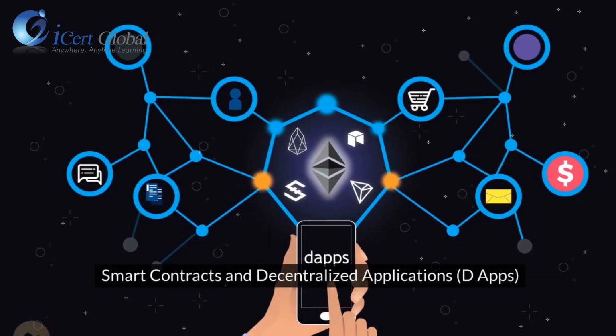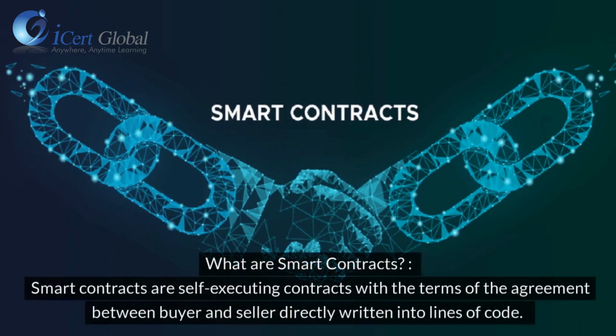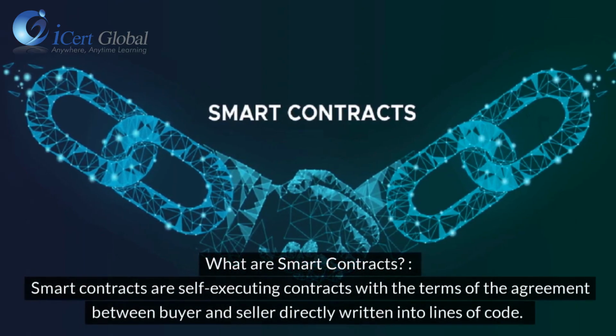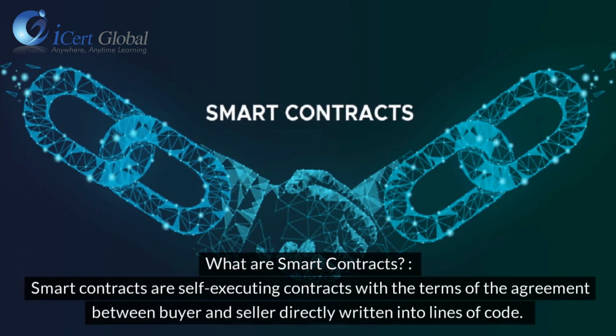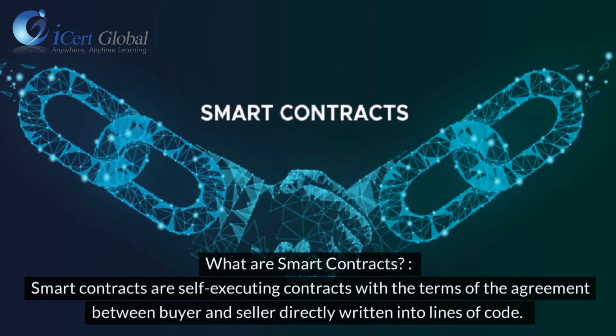Smart contracts and decentralized applications, DApps. What are smart contracts? Smart contracts are self-executing contracts with the terms of the agreement between buyer and seller directly written into lines of code.